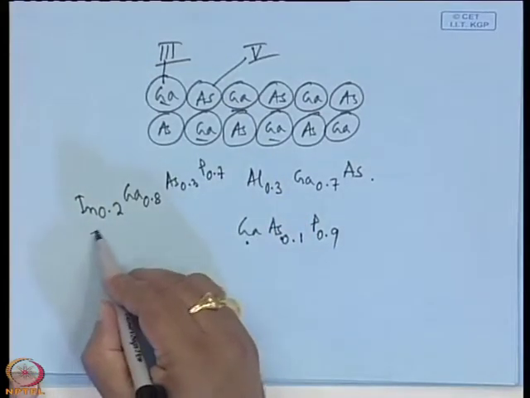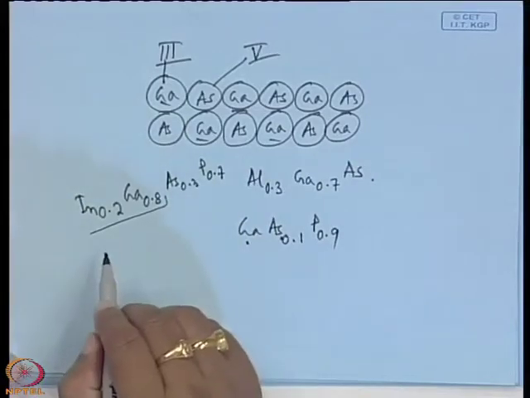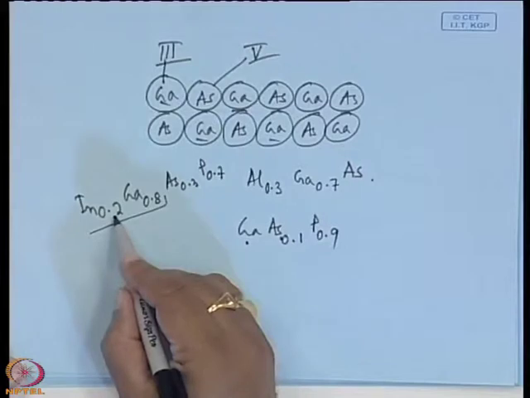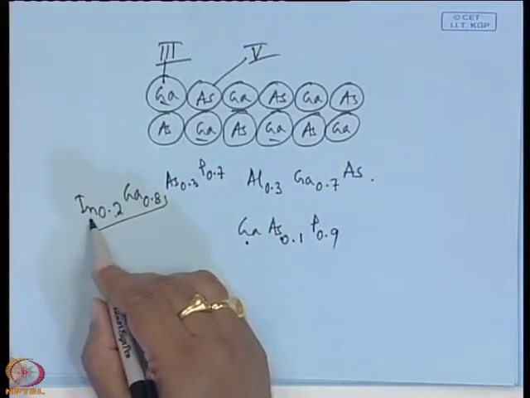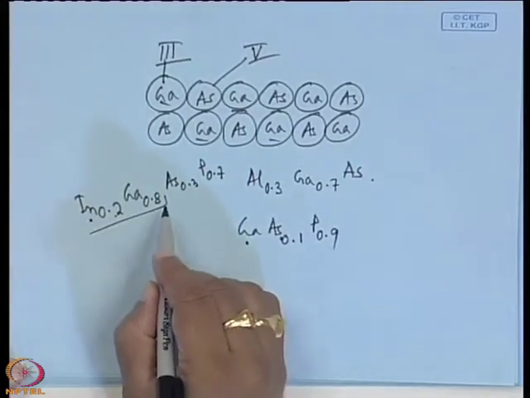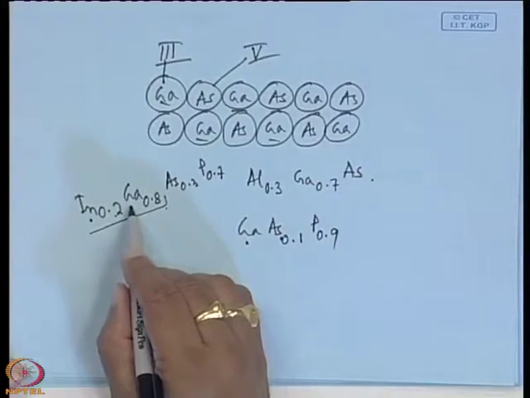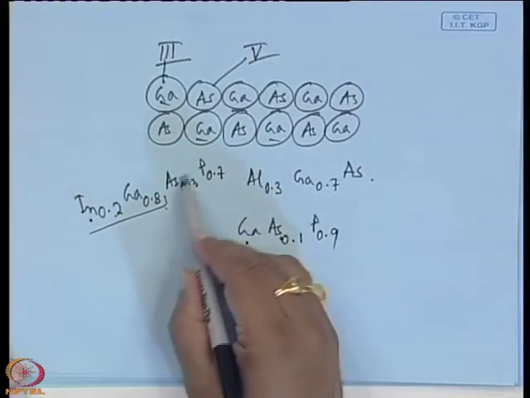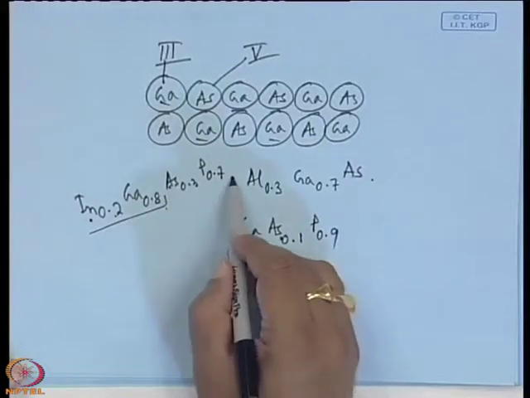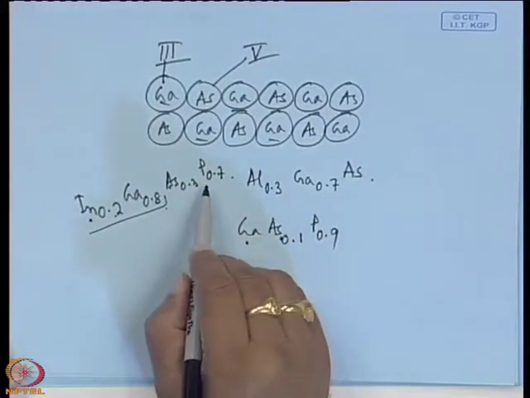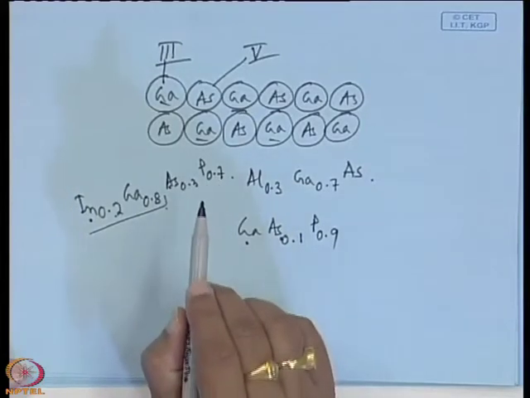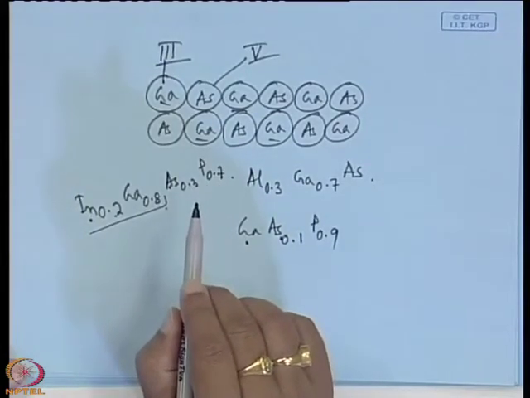Here you see that out of all the group 3 sites, 20% will be occupied by indium and the remaining 80% will be occupied by gallium. Similarly, 30% of group 5 positions will be occupied by arsenic and 70% of group 5 positions will be occupied by phosphorus.